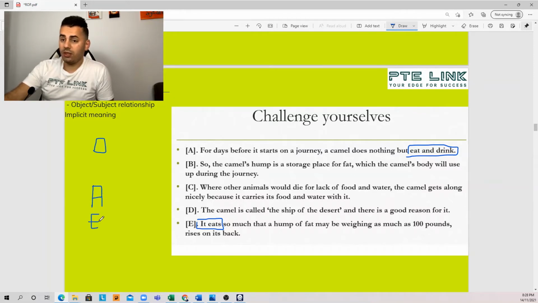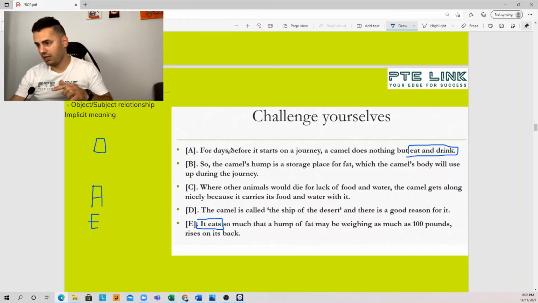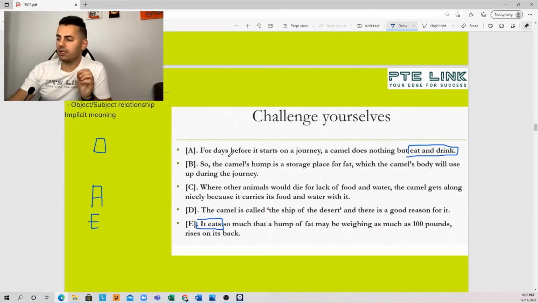So let's read it to see if it makes sense, because we are after the logic. Four days before it starts on a journey, a camel does nothing but eat and drink. It eats so much that a hump of fat, maybe weighing as much as 100 pounds, rises on its back. Yeah, makes sense. So I would say A and E come together.